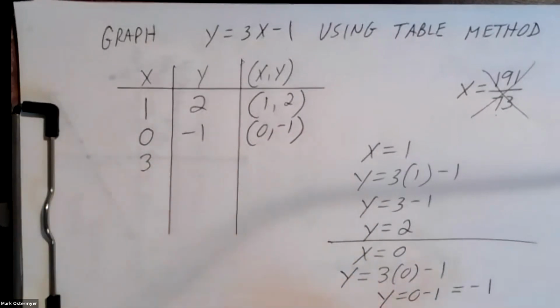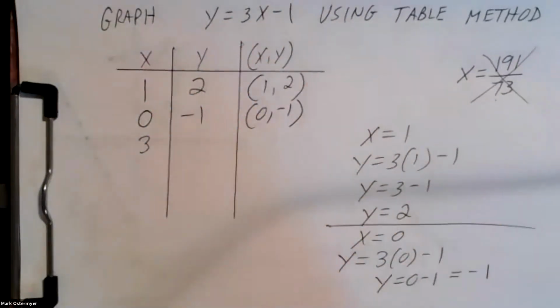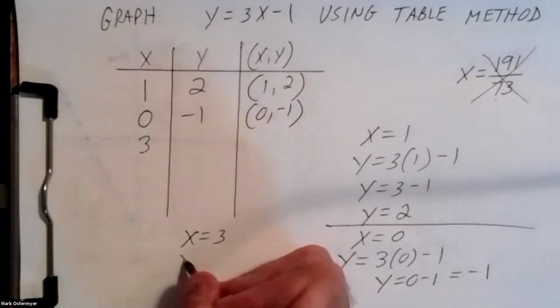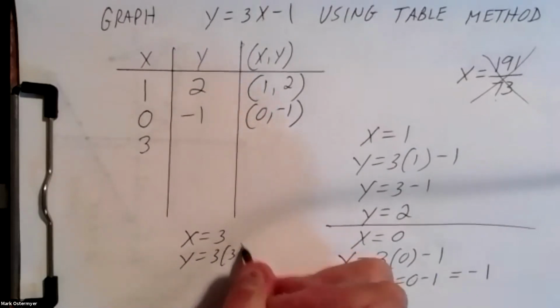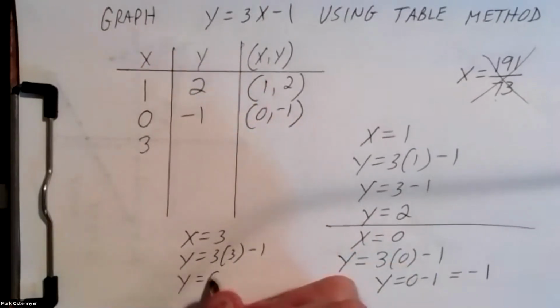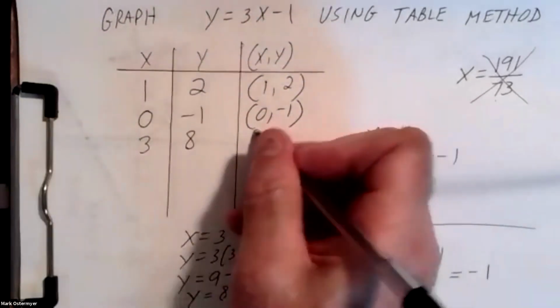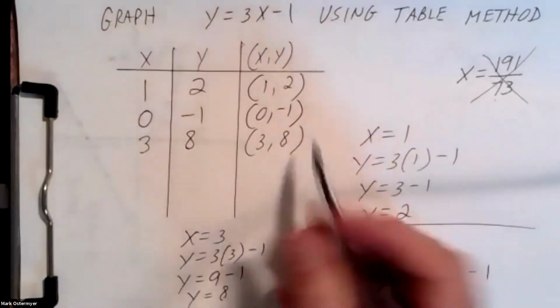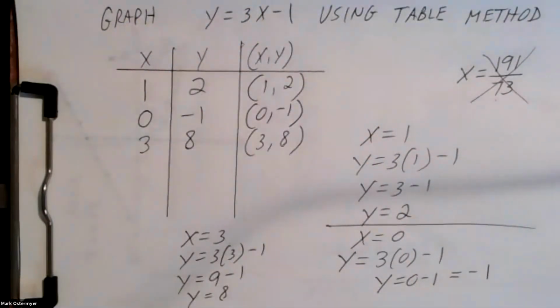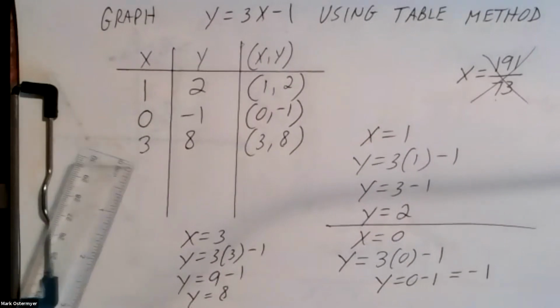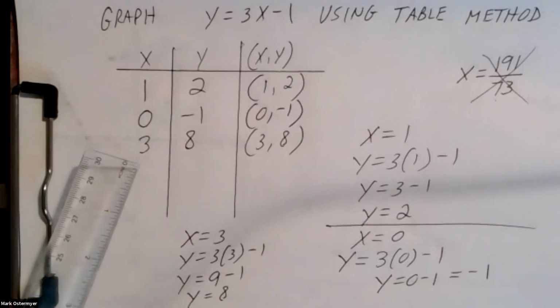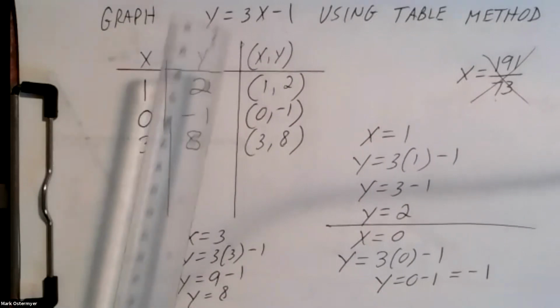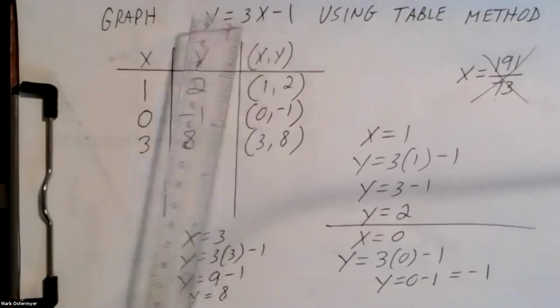Let X be 3. If X is equal to 3, Y would be equal to 3 times 3 minus 1. Y would be equal to 9 minus 1. Y would be equal to 8. So (3, 8) is yet another solution to this linear equation. And we could go on till the end of time, choosing any value for X. Whatever value we choose for X, Y would have to depend upon it according to this equation.